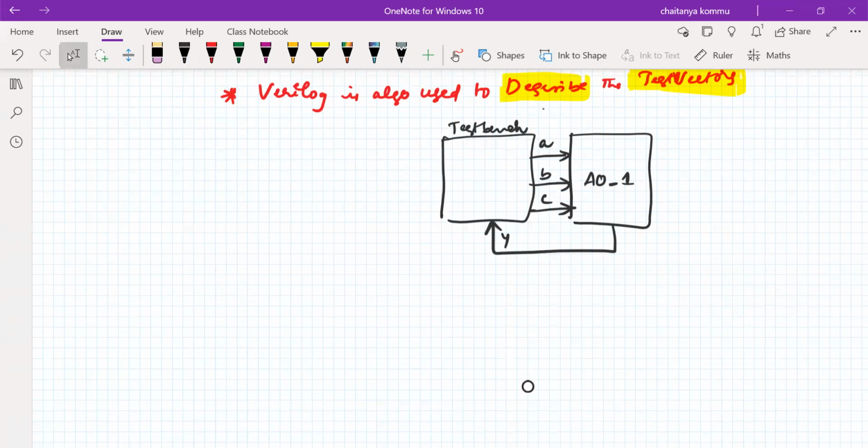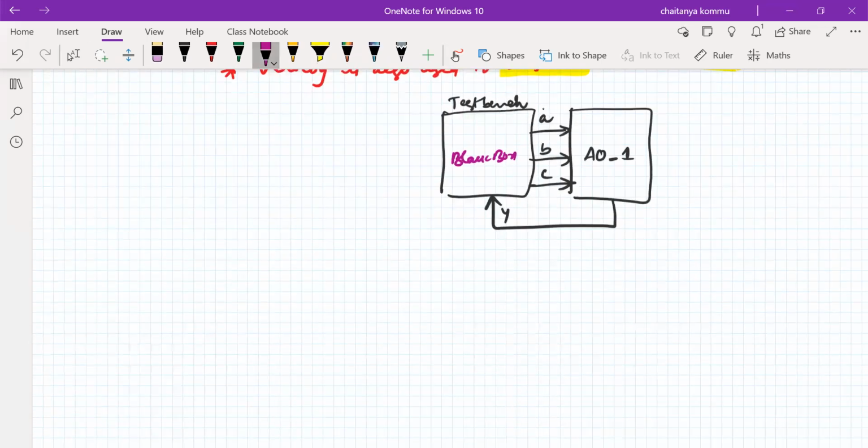Now, it is also treated as a black box. So we write a program something like this. The test bench is also a box, right? So we write this as a module again. What is the name of this module? For example, test_AOI, or test AO_1. It is not necessary to give the name that I have given. You can give any name, but I'm interested in giving testing of AO_1.